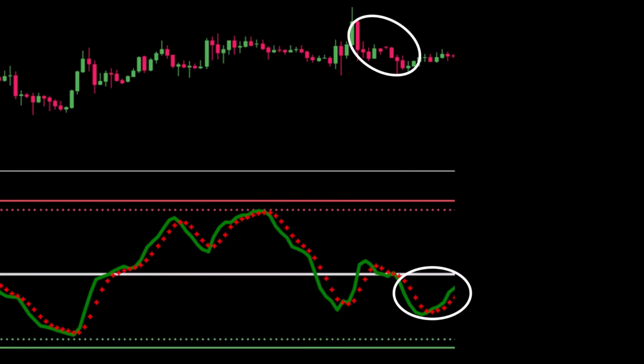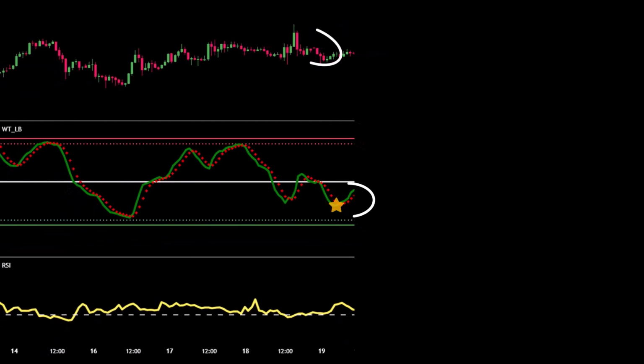Now keep your eyes on the wave trend lines. See how the main line curves and crosses above the signal line. This is our trigger. But we don't jump in yet. We look down at the RSI. At the exact moment of that cross, notice how the RSI is punching through the 50 line. This is our green light.